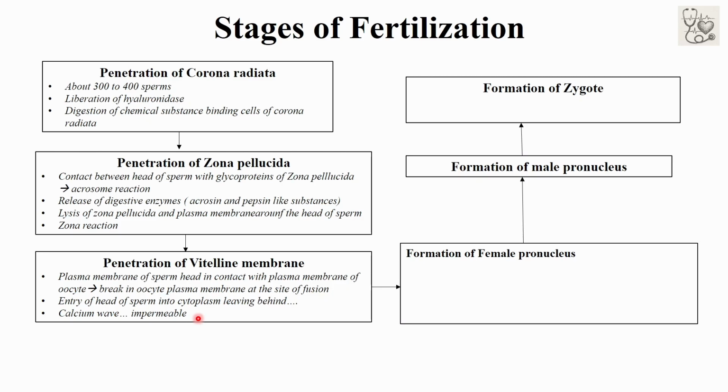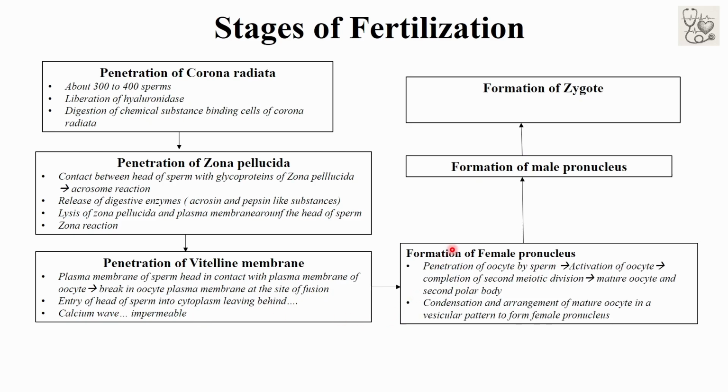Now the next step in fertilization is the formation of the female pronucleus. The penetration of the oocyte by the sperm causes activation of the oocyte, due to which the oocyte completes its second meiotic division, and the mature oocyte and the second polar body are formed. Condensation and arrangement of the mature oocyte's chromosomes in a vesicular pattern is done to form the female pronucleus.